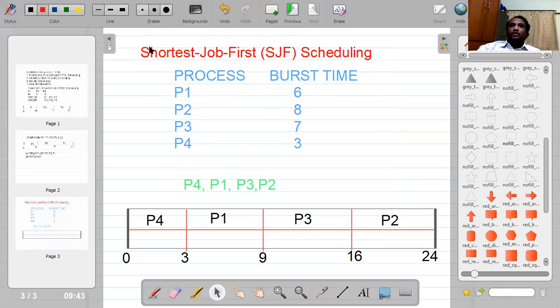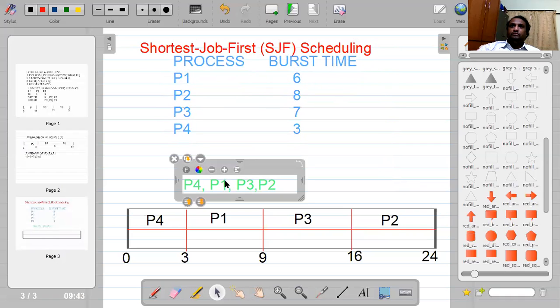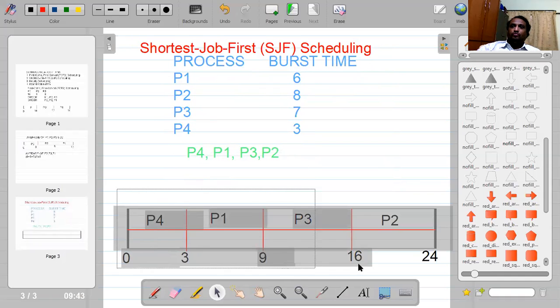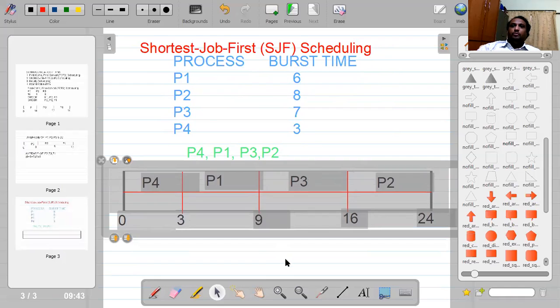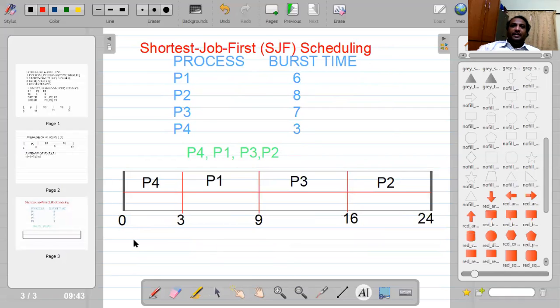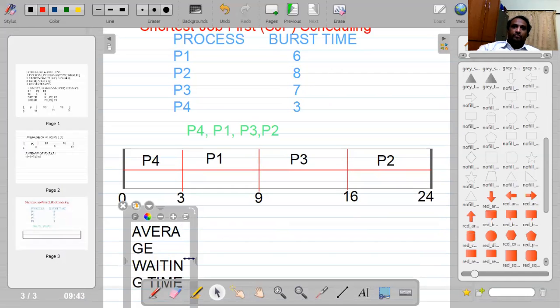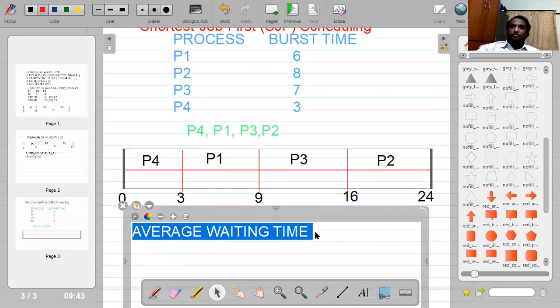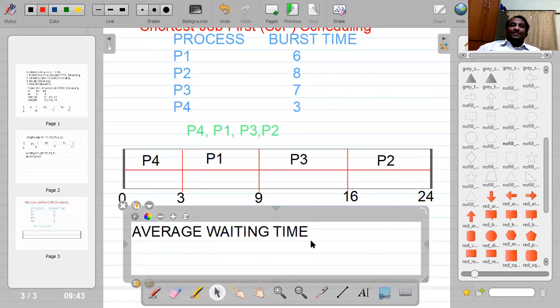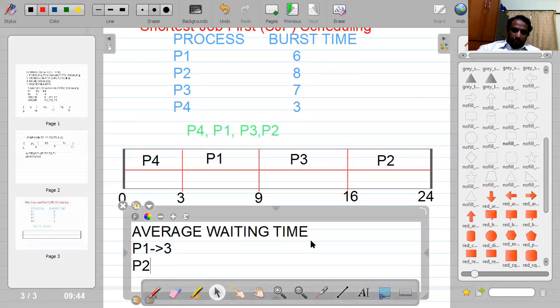Okay? Here, I'm just moving the things up. Now, what is the average waiting time? Average waiting time. First, if you take the process P1, how many seconds is process P1 waiting? 3 seconds. Okay, then P2, how many seconds did it wait?